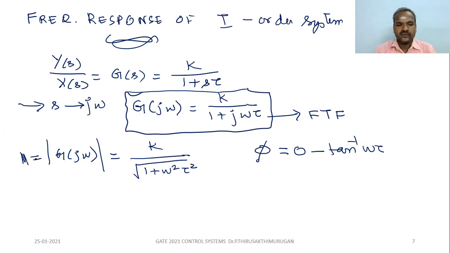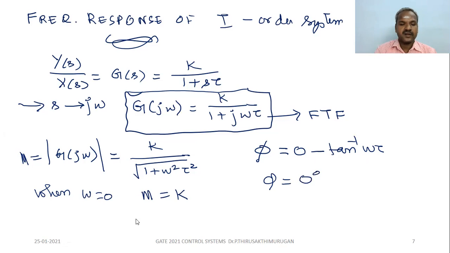Let us find the magnitude. This is the magnitude of G of j omega. So we can estimate the magnitude values for known frequencies. When omega is 0, that is a known frequency. What is the magnitude? Substitute omega 0 here, the magnitude is K. So what is the phase angle? Minus, when omega is 0, it is 0 degree.